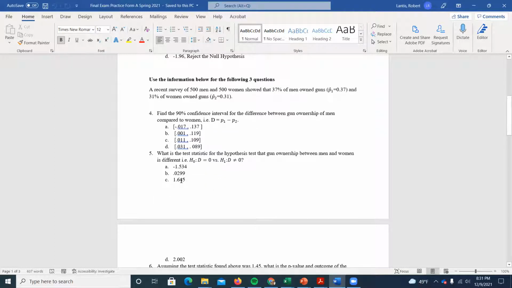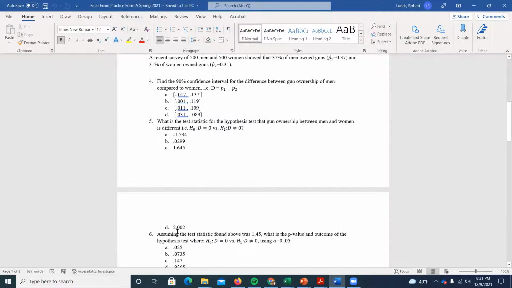1.645 looks like a critical value. So my guess is if we enter this in our calculator, we'll get 2.002. Sure enough, if we do, I'm not going to type that one out in Excel for you because I know that one is going to be that test statistic. Okay.